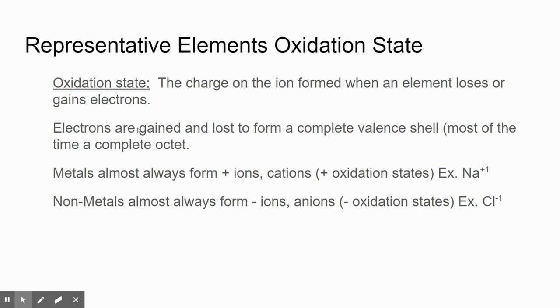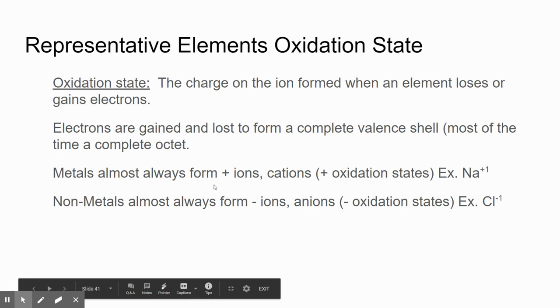Now, typically metals form plus ions. They're on the left side, and they have either +1, +2, or +3. Some +4s. And then non-metals pretty much always form negative ions because they're always on the right. So metals form positive ions, we call those cations, and non-metals always form negative ions called anions. Okay, we talked about those things in the past.